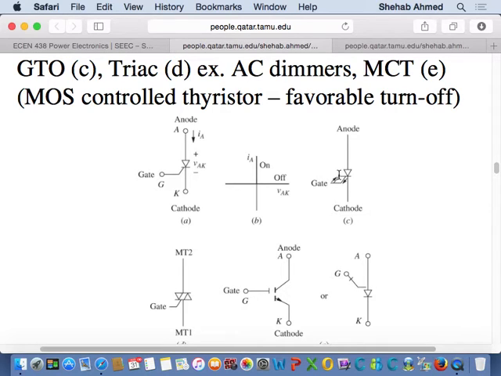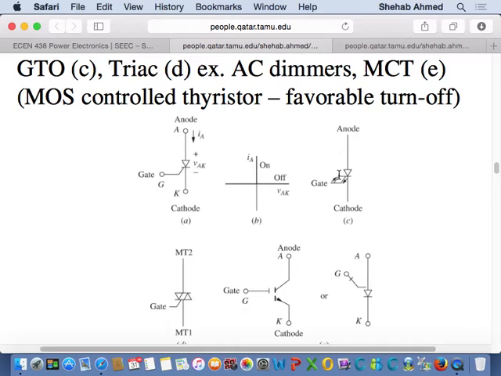So for you to turn it off, turning it on was very easy. Turning it off was very painful because it required a lot of current, a lot of gate current, like the BJT. BJT is a current control device. There was a current gain, and you had to provide a certain amount of gate current continuously to the device for collector current to flow, right?